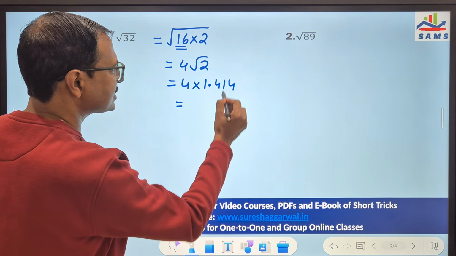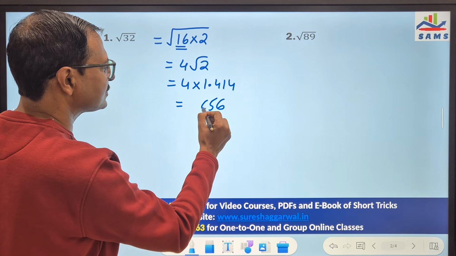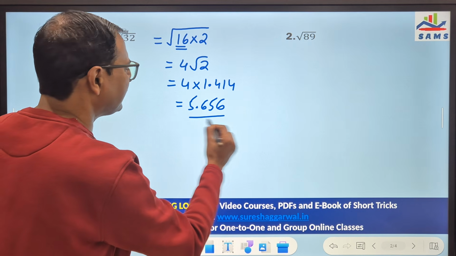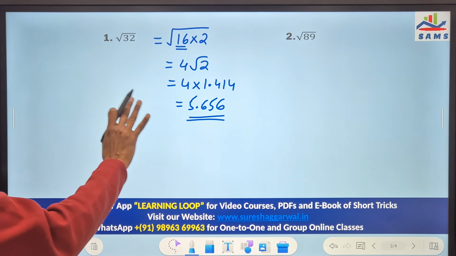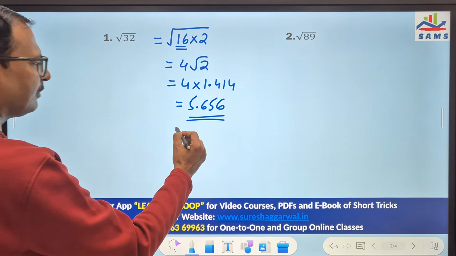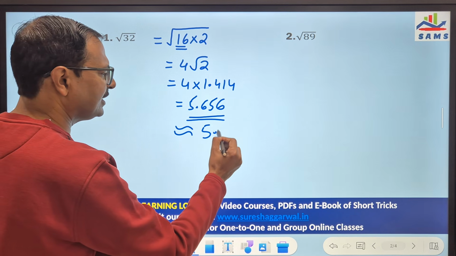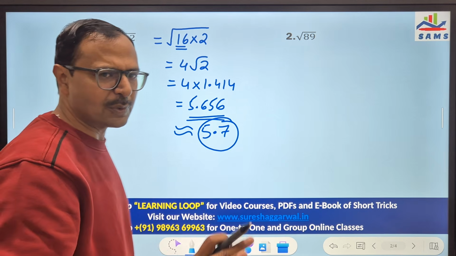it will give you an approximate value of root 32 also. 4 fours are 16, 6, 1 carry, 5. So approximately 5.65 or rounded off to 5.7, right? That is the approximation of the square root of 32.